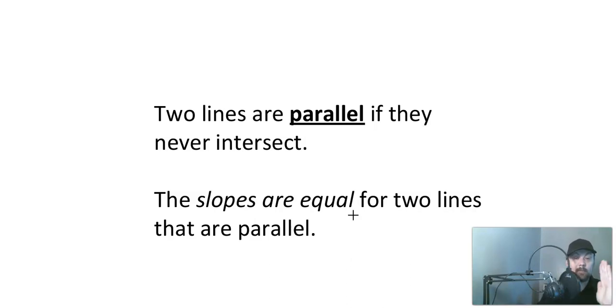So two more topics. We have parallel and perpendicular lines, and then we have a word problem to look at. Two lines are parallel if they never intersect. The only way two lines would never intersect is if they're slanted exactly the same. All right, so if they're slanted exactly the same, then they would never intersect each other. And if they're slanted exactly the same, then their slopes have to be the same, because the slope measures how slanted the lines are, right? And so the slopes are equal for two lines that are parallel. If two lines are parallel, the slopes are equal. The slopes are equal, the two lines are parallel, right?